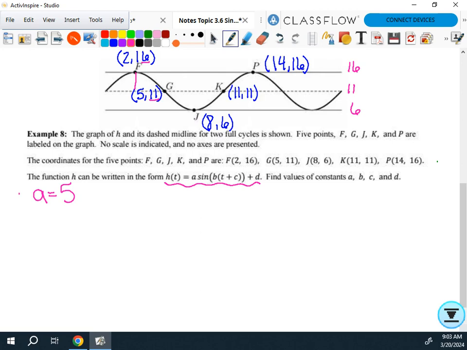B is related to what? What do I have to find to be able to figure B out? The period. Okay. Is the period a vertical or horizontal distance I'm looking for? Horizontal. What is the period here?